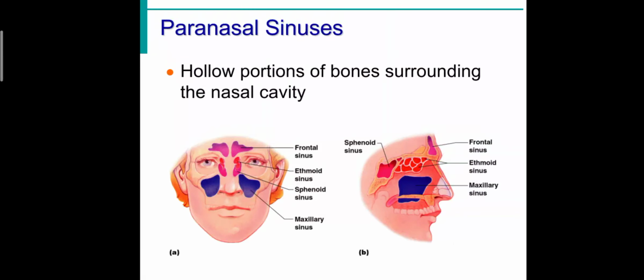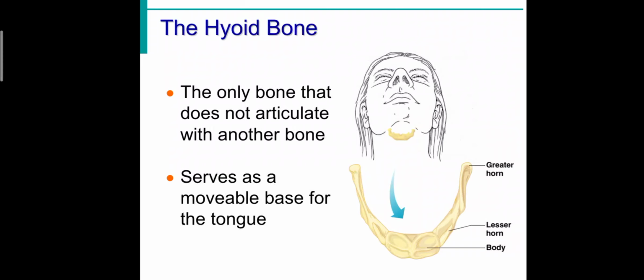Paranasal sinuses, hollow portions of bone surrounding the nasal cavity. The hyoid bone, the only bone that does not articulate with another bone, serves as a movable base for the tongue.